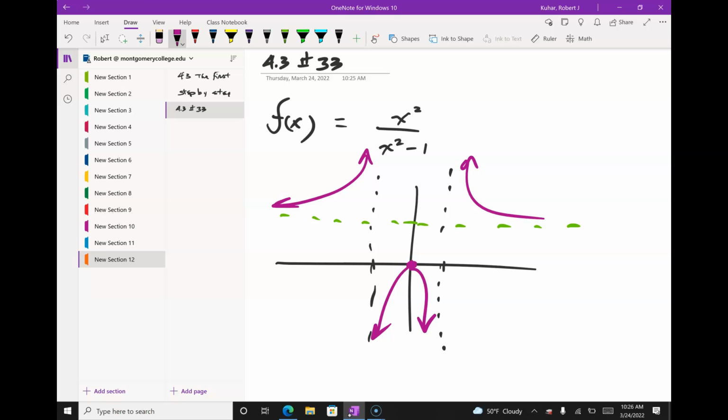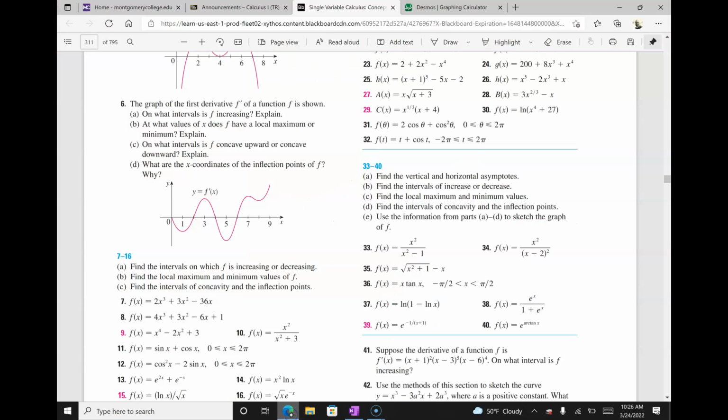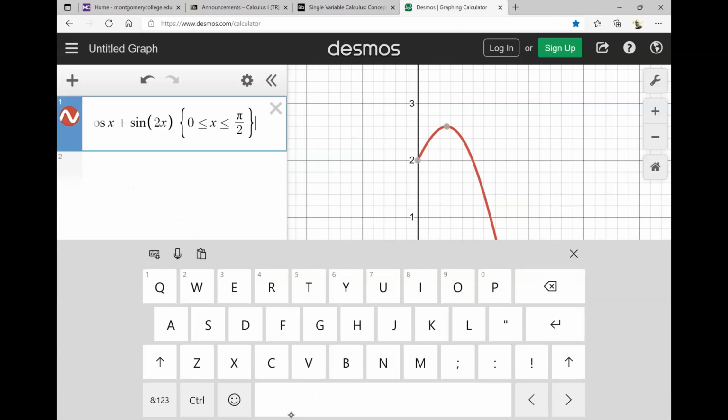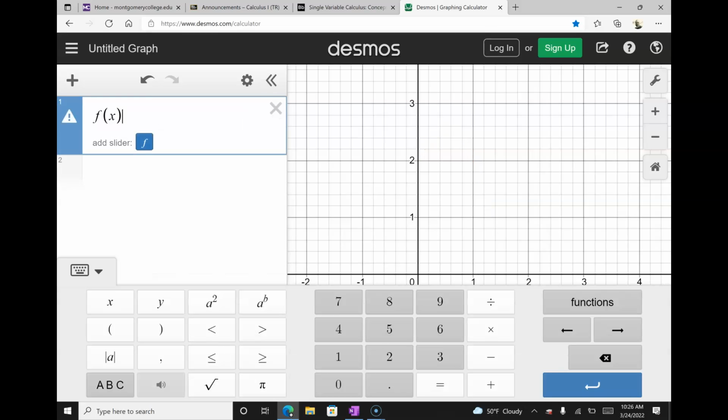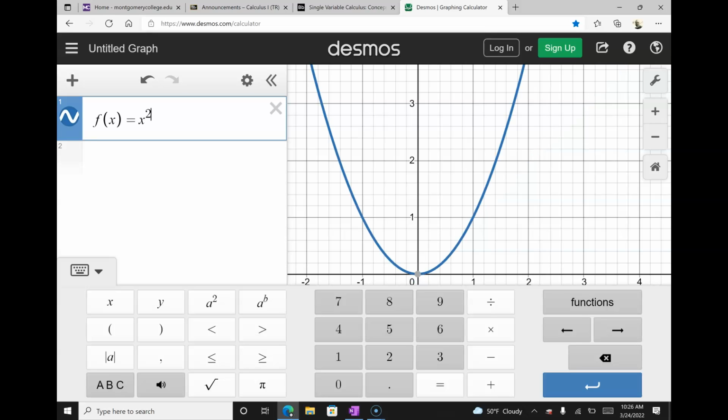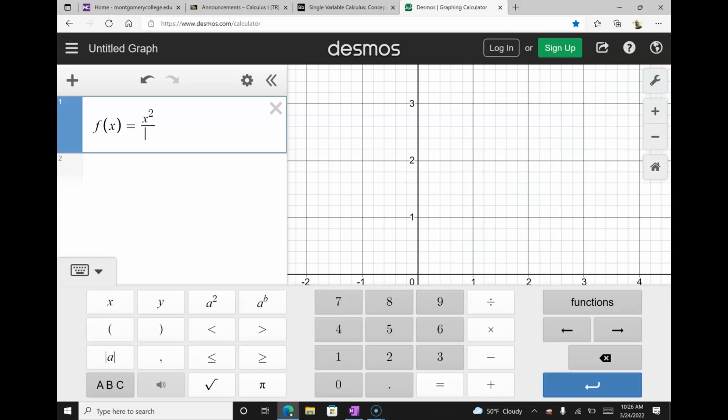Of course, what can you do? You can graph it on your calculator, right? You can definitely graph this on your calculator. In pre-cal, we taught you how to graph all these types of functions. But just to be safe, I want to make sure I graph it when I'm taking my test, right? So f of x equals x squared divided by x squared minus 1, right?